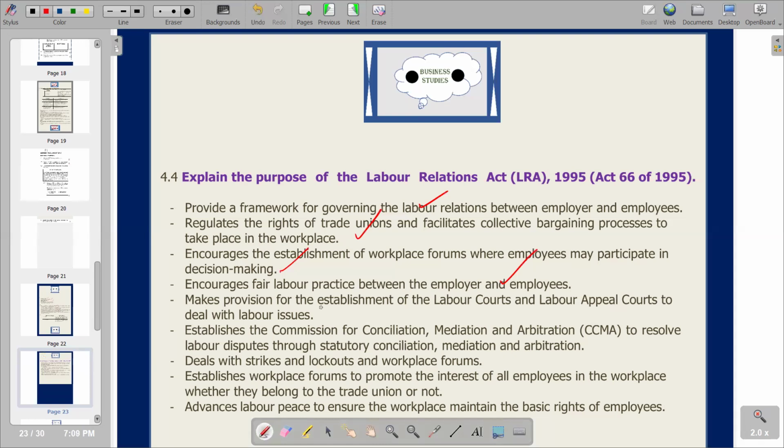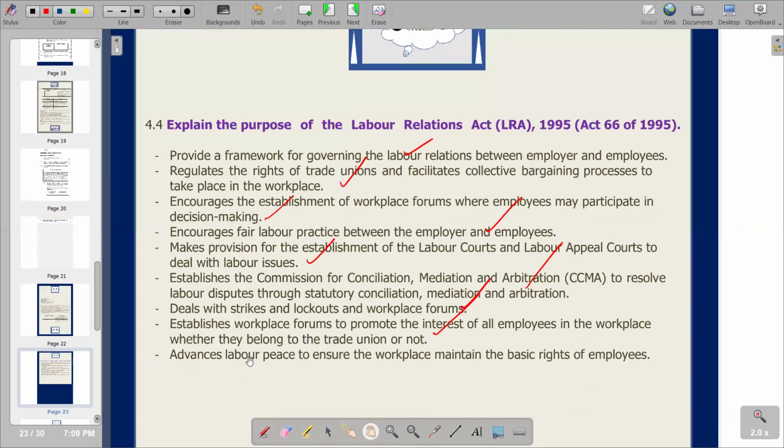And it also makes provision for the establishment of the labor courts and labor appeal courts to deal with labor issues, and establishes the Commission for Conciliation, Mediation, and Arbitration to resolve disputes through statutory conciliation, mediation, and arbitration. And we have deals with strikes and lockouts and workplace forums, whether employees belong to the trade union or not. And then we have the last one that we have, which advances labor peace to ensure the workplace maintains the basic rights of employees. So that becomes the last that we have.